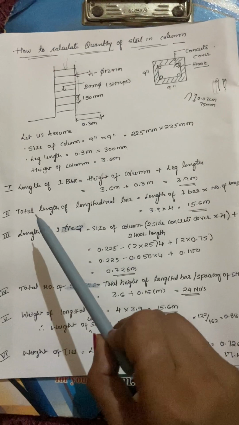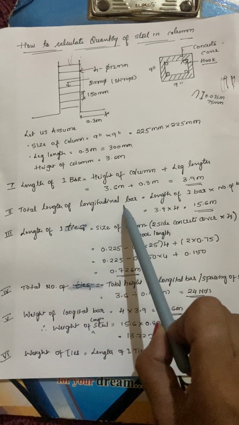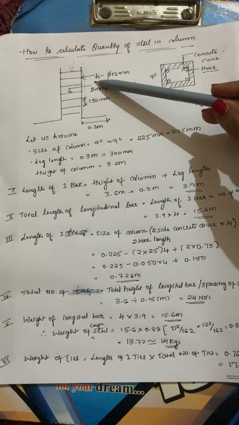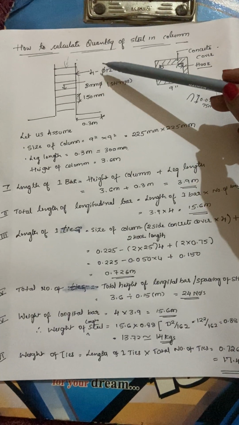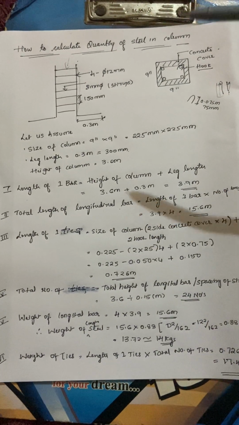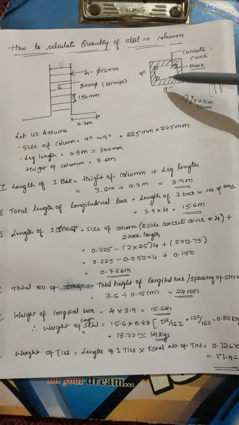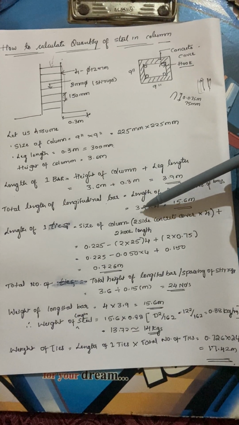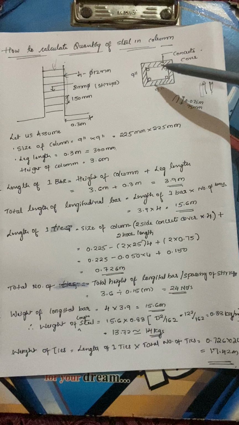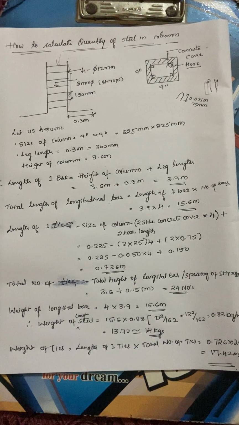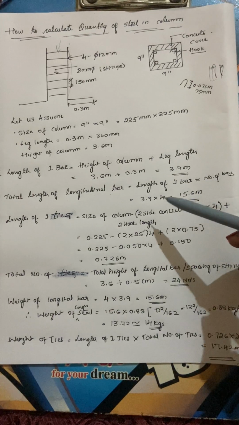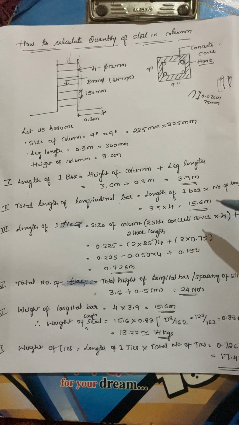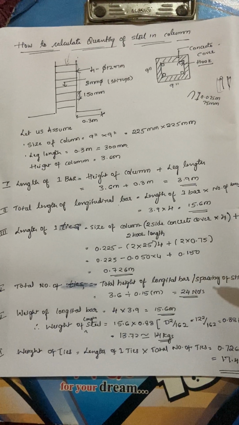Okay, then what is the total length of the longitudinal bar? We have how many bars? 4 bars. So here you can see, we have 4 bars. So what should be the length of the entire longitudinal bar, I mean the total? We have 4 bars, so 4 into length of one bar, and the length of one bar is 3.9 meter. So 3.9 into 4 is 15.6 meter.